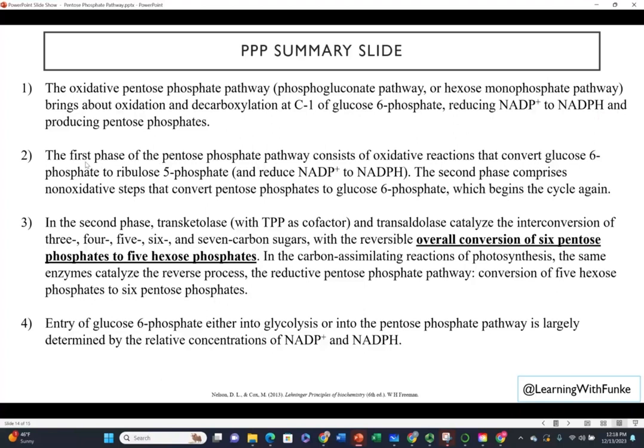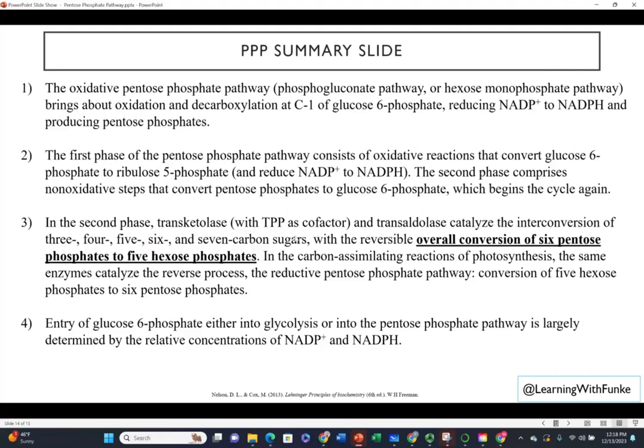The next summary is the first phase of the PPP consists of oxidative reactions that convert G6P to ribulose 5-phosphate and reduce NADP plus to NADPH. The second phase is the non-oxidative steps that convert the ribulose 5-phosphate back to glucose 6-phosphate to begin the cycle again. And in the second phase, transketolase, which uses TPP as a cofactor, like we discussed before, and transaldolase catalyze the interconversion of 3, 4, 5, 6, and 7 carbon sugars.